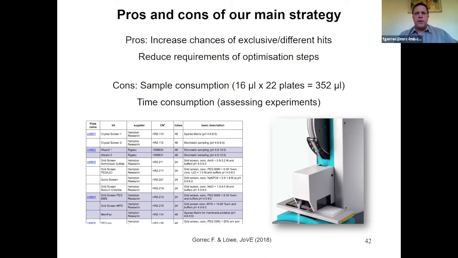Disadvantages, obviously: 22 plates means 352 microliters required overall to set up the drops. Could do with a bit less using some tips, but that's the order of magnitude of the volume we need. And there's a lot of plates to look at. It can be a bit tedious to assess all those experiments. But if you want to take a real chance with a novel sample, it's worth doing a large initial screen.